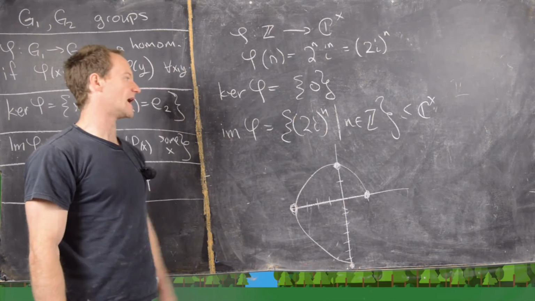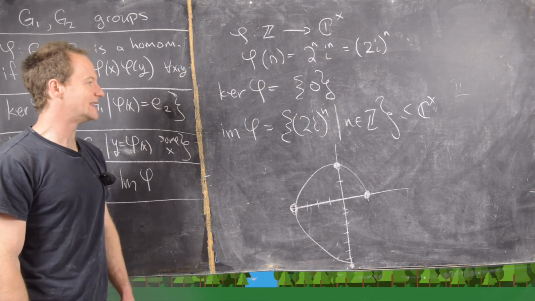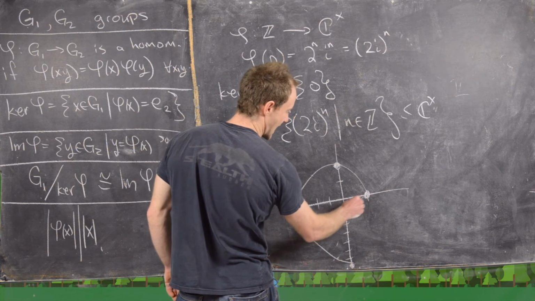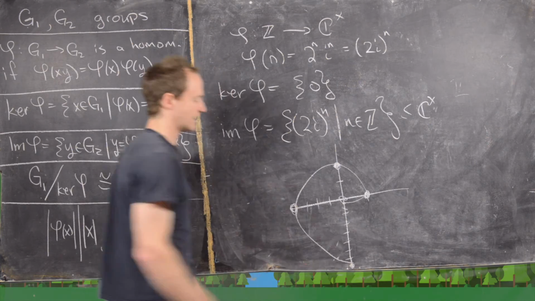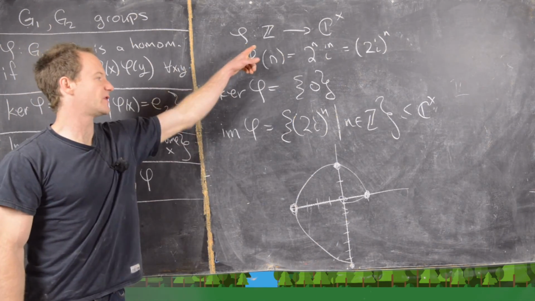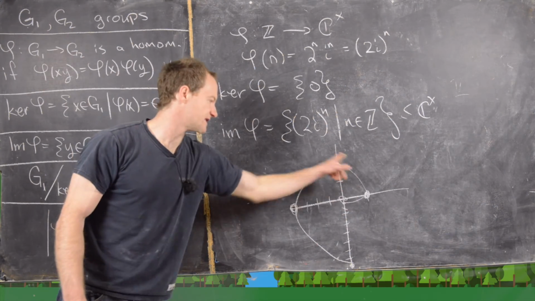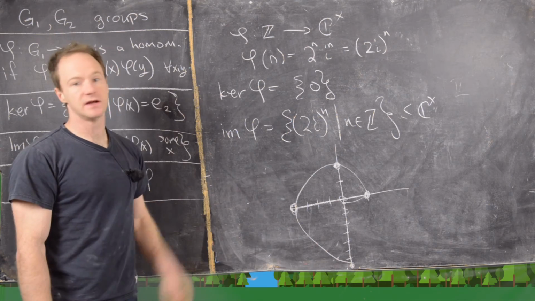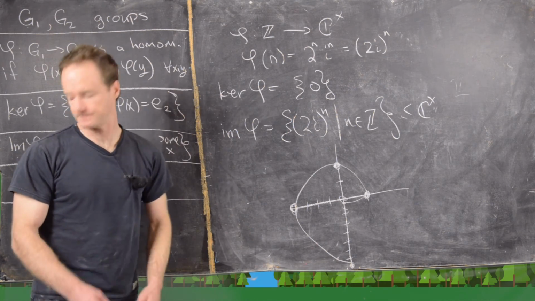Notice that (2i)^(-1) is going to be back here at a half, and then it's going to spiral in like that. So what we've done is we've, in a sense, put the integers into this spiral in the complex plane. Okay, good. So we'll do some more.